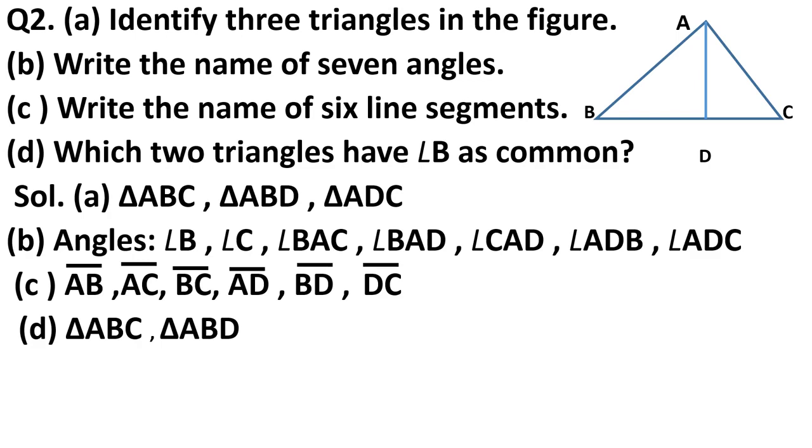Which 2 triangles have angle B as common? Now see, one is one complete triangle, triangle ABC, and one is a small triangle, that is triangle ABD. In both these triangles, angle B is common.